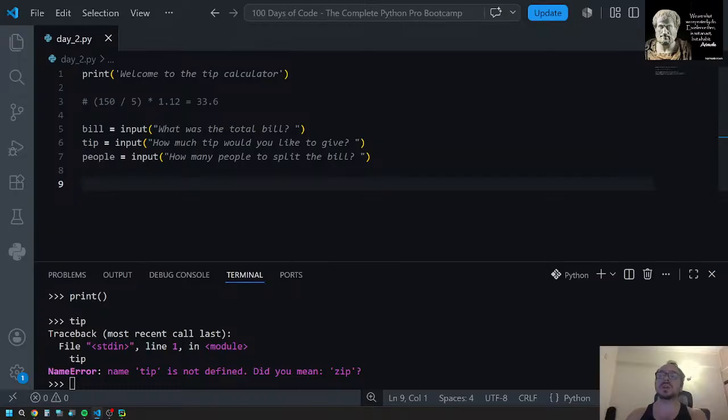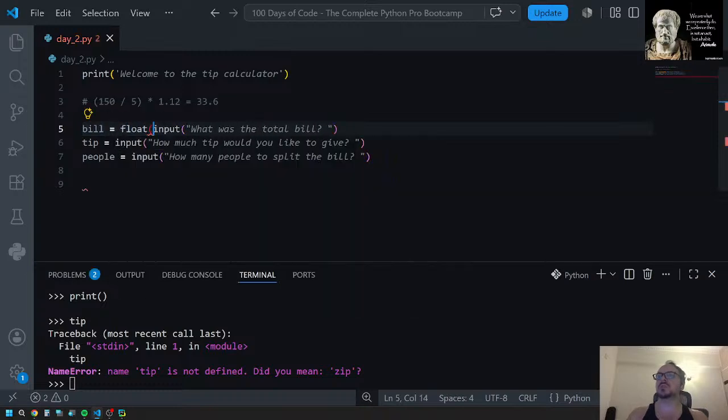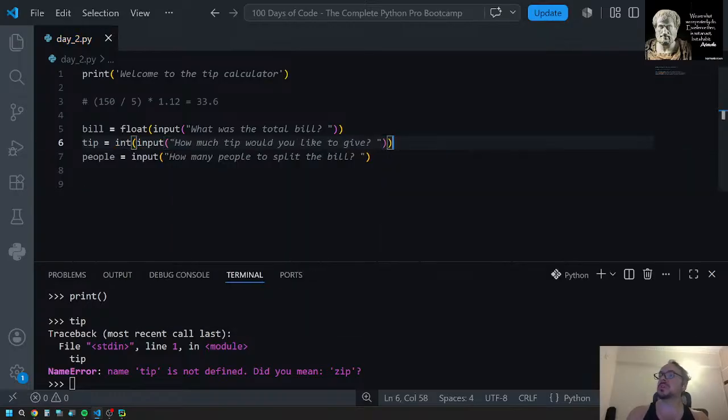Now, the thing is, we got to be careful with type, right? Input is going to give us a string. So this bill here needs to be converted to a float, because a restaurant bill, for example, is rarely exactly 120. It's like $120.87. So let's make that a float. For the tip input, we'll make this an integer. The user is going to input just 10, 12, or 15.